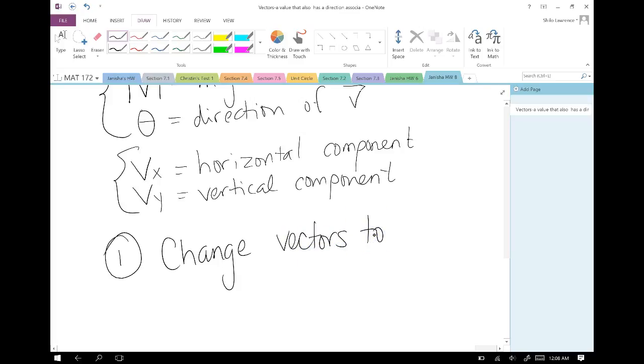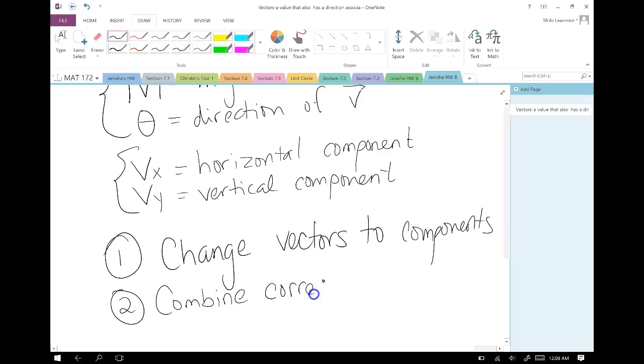We can't do any calculations from magnitude and direction format. All of our vectors have got to be in component form. So the first thing we do is we change our vectors to components. Once our vectors are in component form, then we can combine corresponding components. So I can combine all of my x components from my different vectors, and I can combine all of my y components from my different vectors.